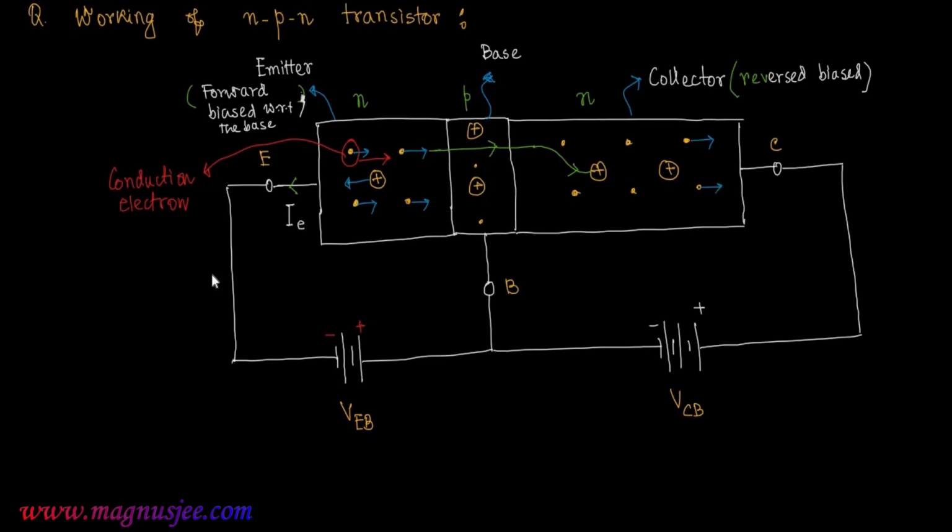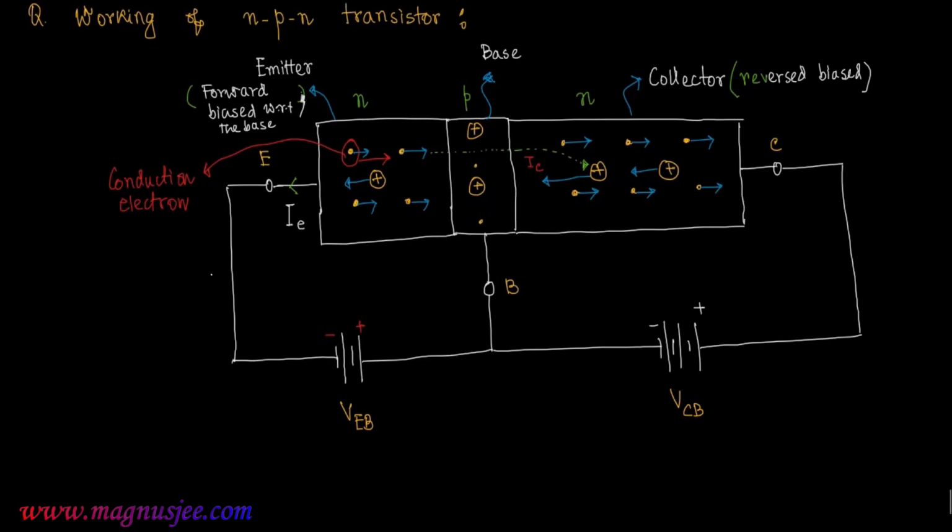Similarly, we can denote the motion of these holes. Holes will be moving away in the collector. These conduction electrons will be attracted by the positive terminal of the battery of EMF VCB, and holes will be moving towards the base. These conduction electrons will cross the base and neutralize with this hole, and it will produce what type of current? A collector current IC. It will produce a collector current IC, and we can denote the direction of current.